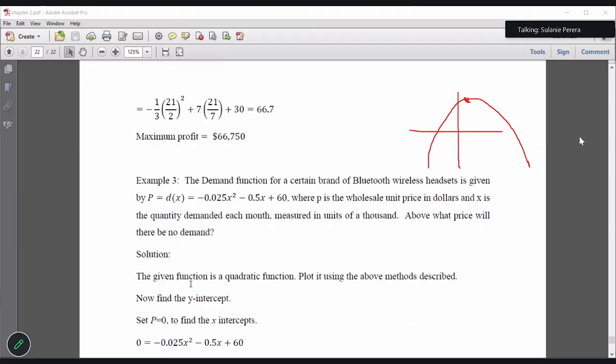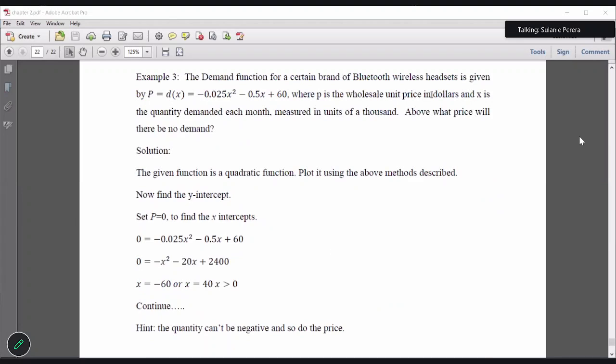Okay, so did you all do it right? So the next question. The demand function for a certain brand of Bluetooth headsets is given by this, where p is the unit price and x is the quantity. Above what price will there be no demand? So what are they asking you to find? Above what price will there be no demand?